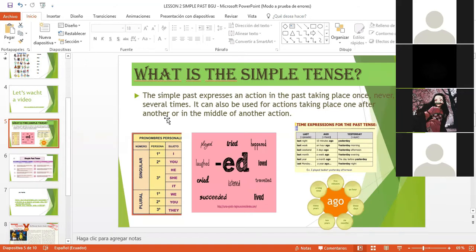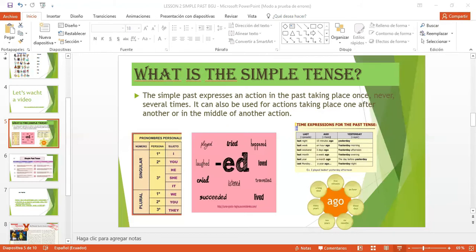In this case, we are going to use the personal pronouns, the verb with the plus ed or d, and the time expression of past tense. For example, last night, last week, last weekend, last month, last year, last Monday, 10 minutes ago, an hour ago, 3 days ago. So remember, these are the time expressions for past tense. Can you see? Let's continue.